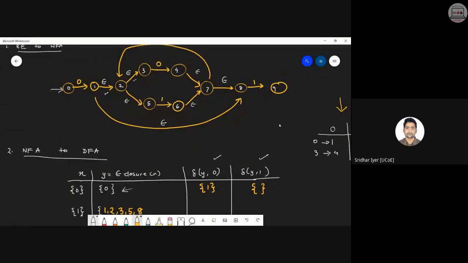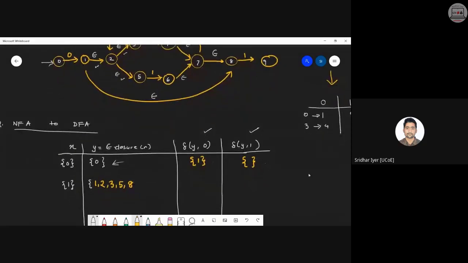From 2 to 3 it is possible. From 2 to 5 it is possible. But we can't go from 5 to 6 because the input is 1 over here and not epsilon. Similarly, with the same logic, we can't go from 3 to 4 because the input is 0 and not epsilon. So all those paths which can be traveled directly or indirectly via epsilon only need to be considered. That's why from 1 to 2, 2 to 3, 2 to 5, and 1 to 8. So these are the states which can be considered in this particular set. Am I clear?